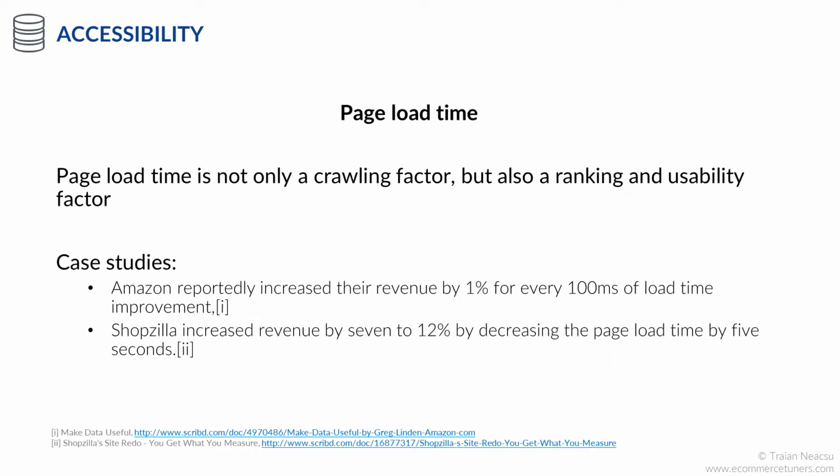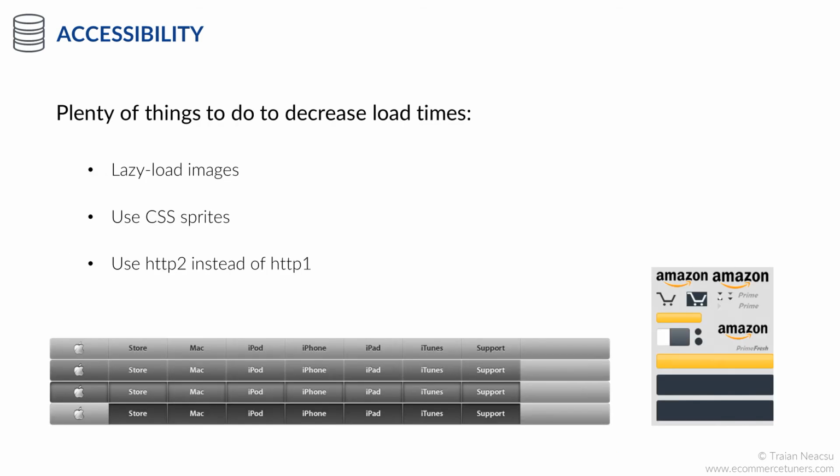Page load time. Page load time is not only a crawling factor, but also a ranking and usability factor. Amazon reportedly increased their revenue by 1% for every 100 milliseconds of load time improvement, and Shopzilla increased revenue by 7 to 12% by decreasing the page load time by 5 seconds. There are plenty of articles about page load speed optimization, and they can get pretty technical. Here are a few pointers to summarize how you can optimize load times.